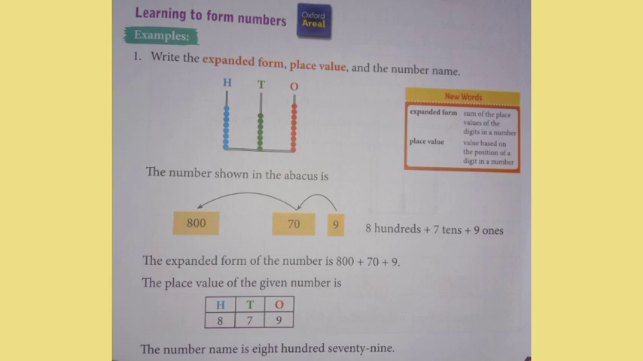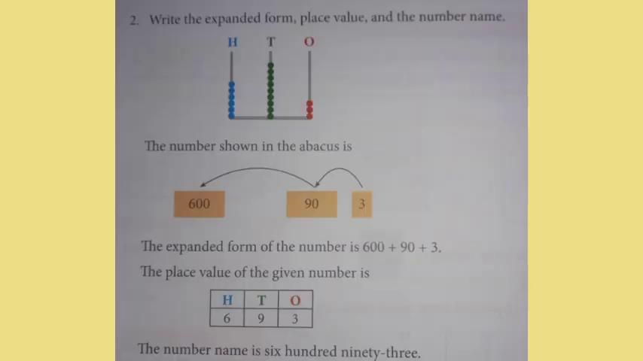The place value of the given number is, we have 9 in ones place, 7 in tens place, 8 in hundreds place. The number name is 879. Example 2. Write the expanded form, place value and the number name. Look at the picture here. We have 6 beads in hundreds place, 9 beads in tens place and 3 beads in ones place. The number shown in the abacus is 693. The expanded form of the number is 600 plus 90 plus 3.